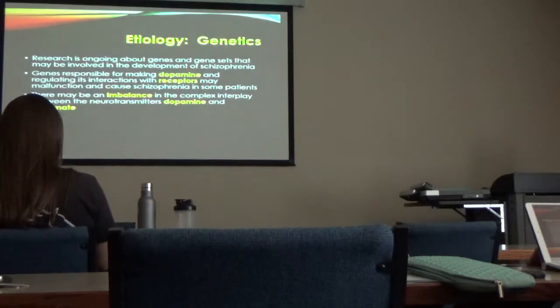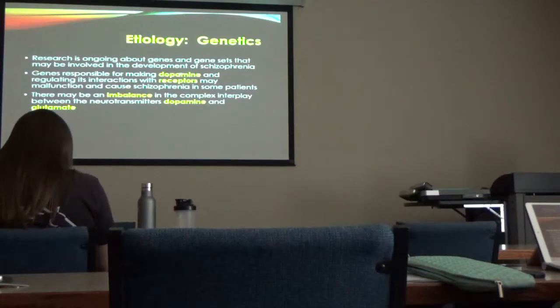Okay, so there are some genetic things about schizophrenia that are important to appreciate. They've been doing research on this forever, trying to identify a gene or gene set. Since the Human Genome Project, everybody's been trying to figure out what the genetic defects are, and they have not. But they have found some things. They found genes responsible for making dopamine and regulating how dopamine interacts with the dopamine receptors. There's something wrong with that.